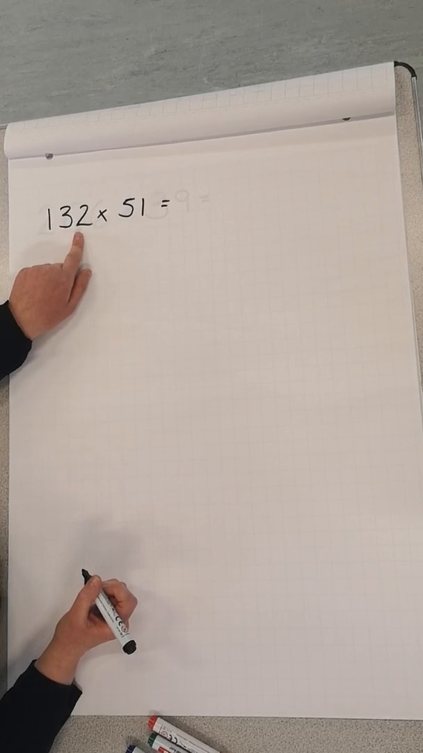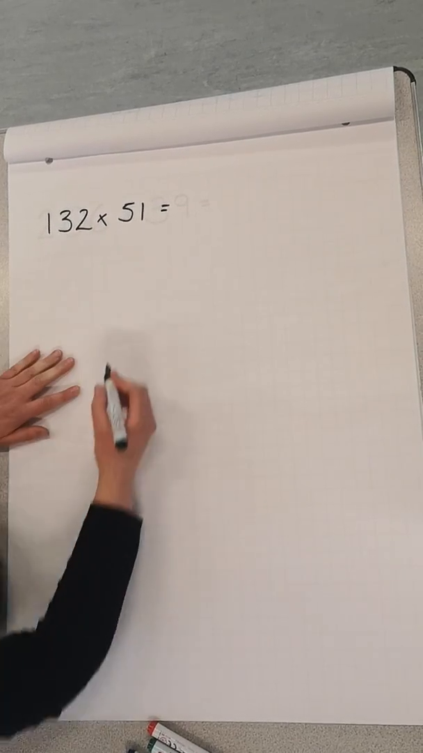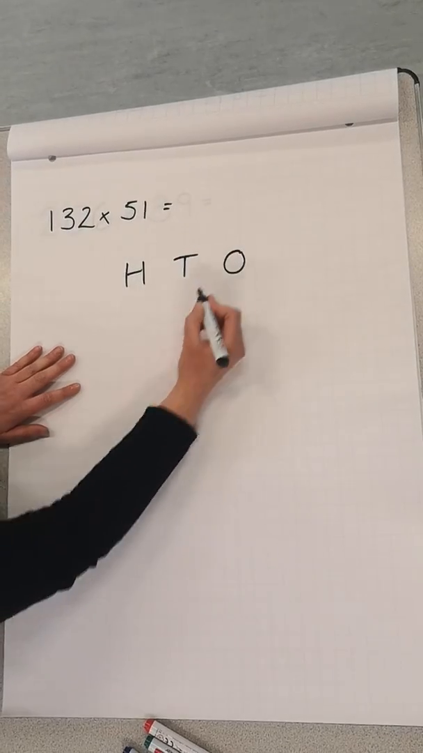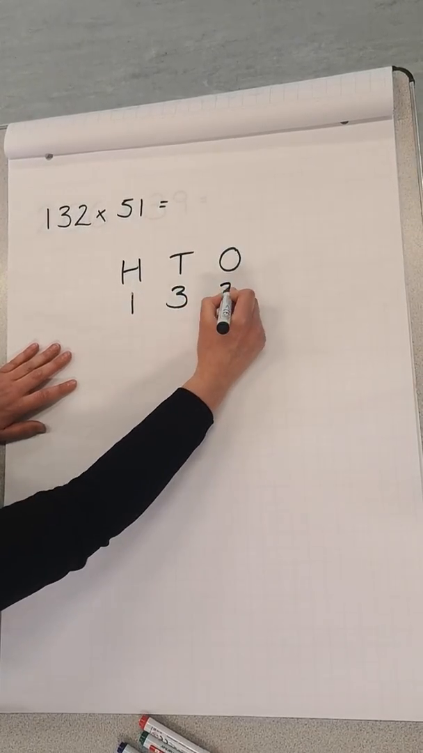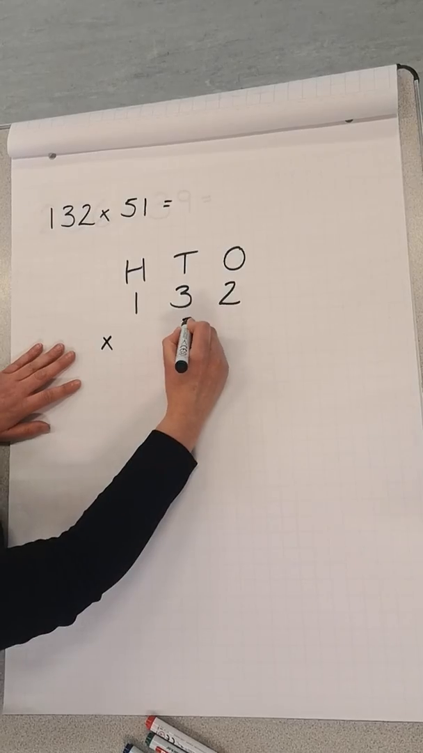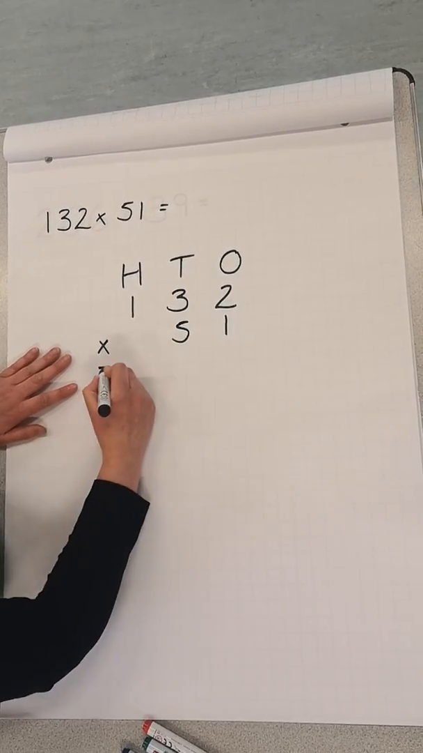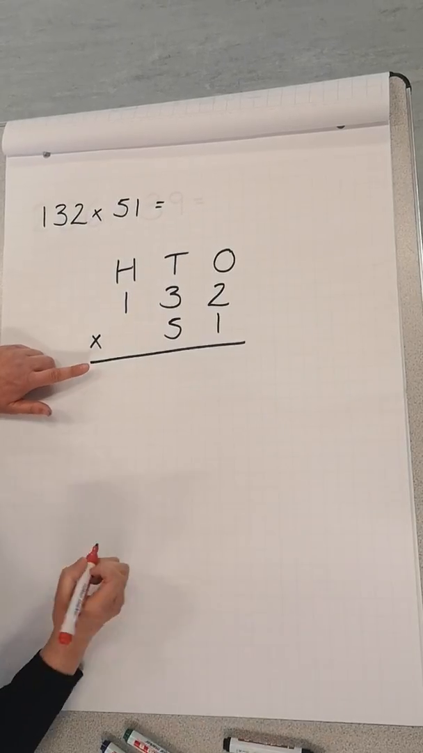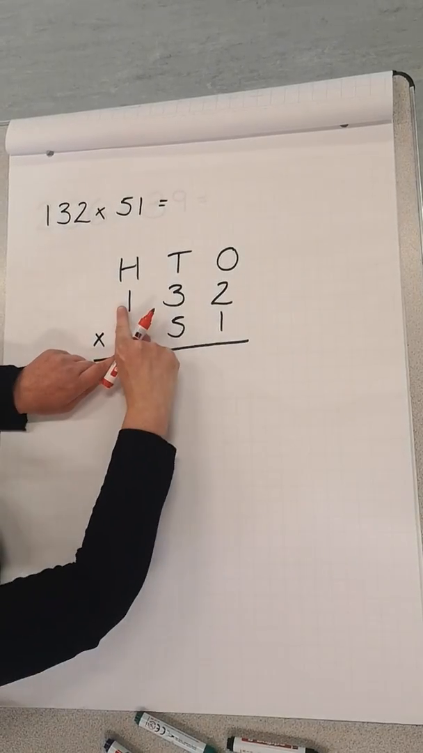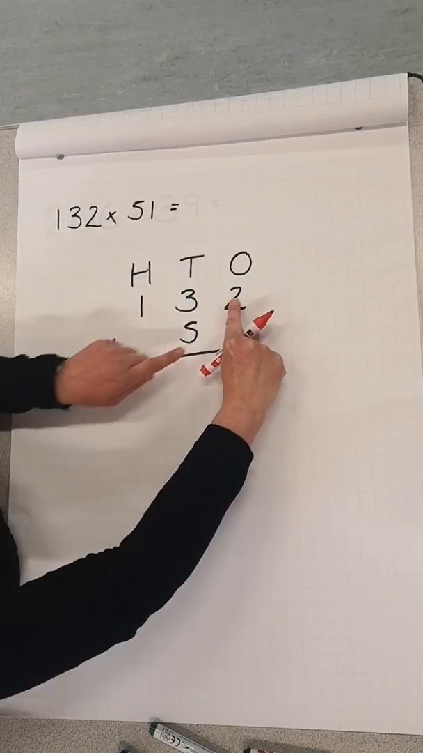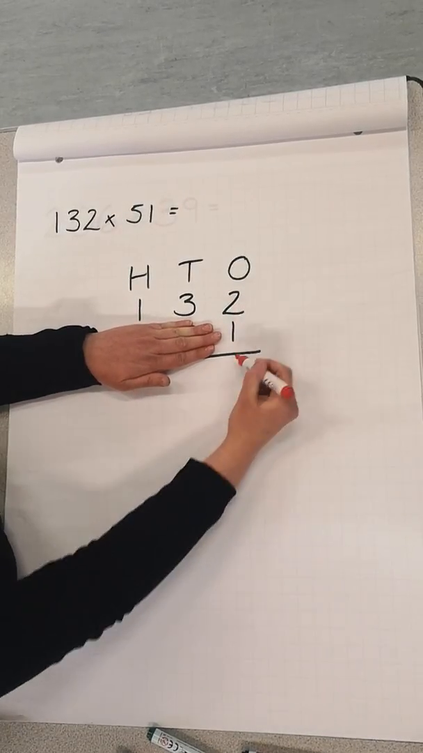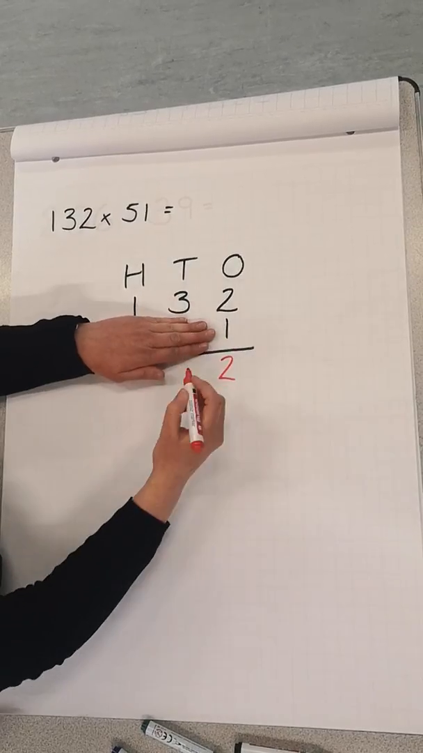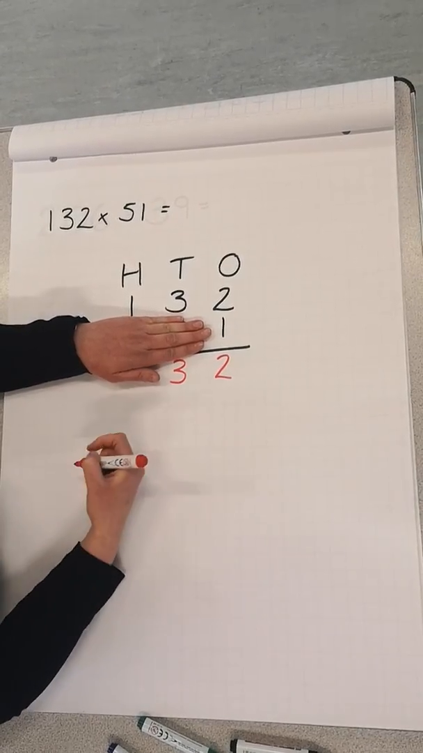This time we've got a 3-digit number multiplied by a 2-digit number. It's exactly the same process. My place value headings, my first number, I'm going to multiply it by my second number. I'm only doing one part of the line because I don't need that whole equals line yet. So first we multiply everything on the top just by the 1. So 2 times 1, easy, 2. No exchanging needed. 3 times 1, 3. No exchanging needed.